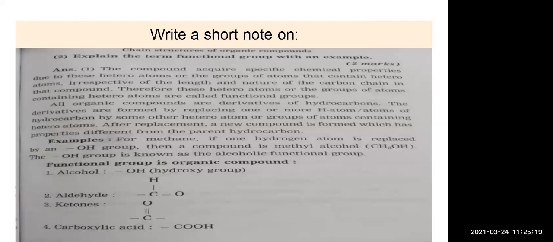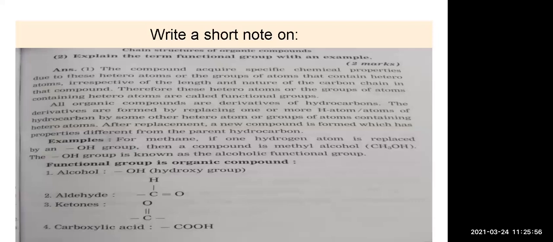So these are all the heteroatoms, they are known as the functional group. All the organic compounds are derivatives of hydrocarbons. The derivatives are formed by replacing one or more hydrogen atoms of a hydrocarbon by some other heteroatom or groups of atoms containing heteroatoms. After replacement, a new compound is formed, which has properties different from the parent hydrocarbon. For example, for methane, if one hydrogen is replaced by an OH group, then the compound will be methyl alcohol.